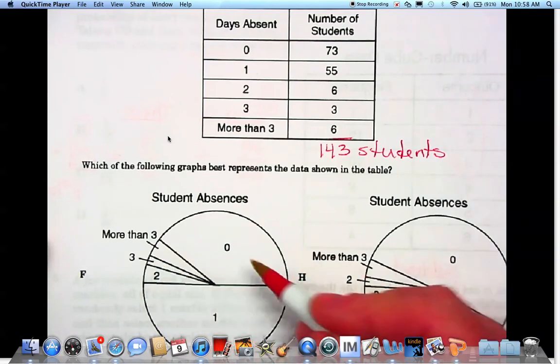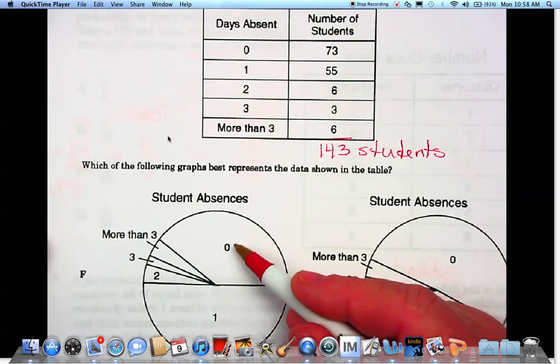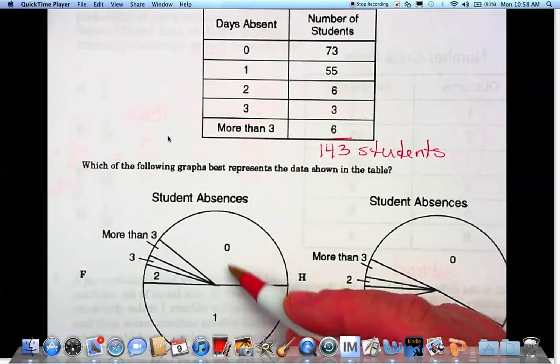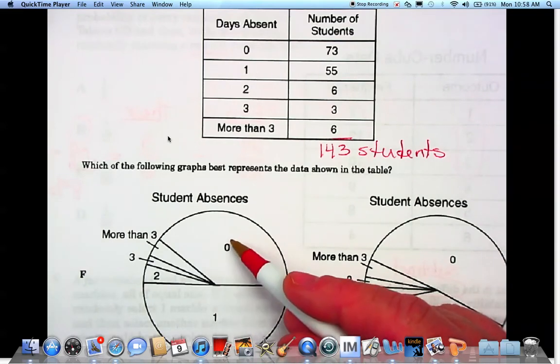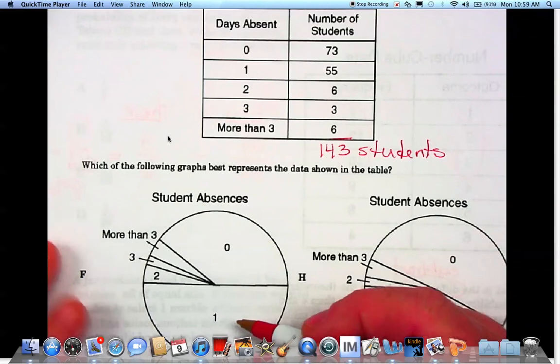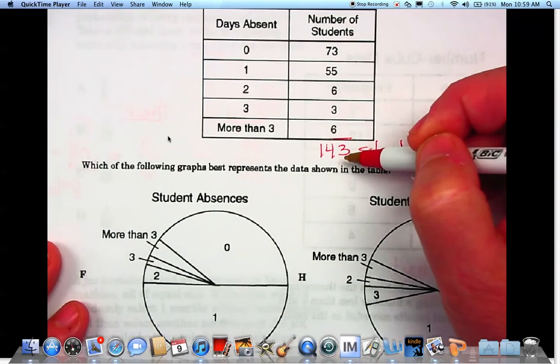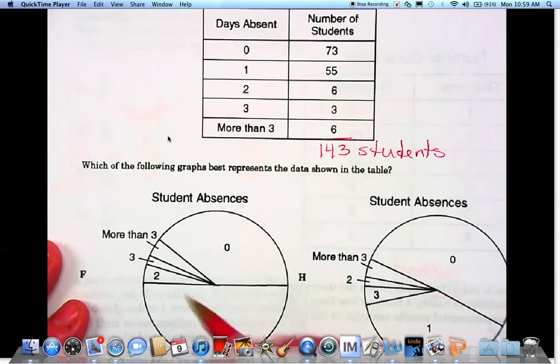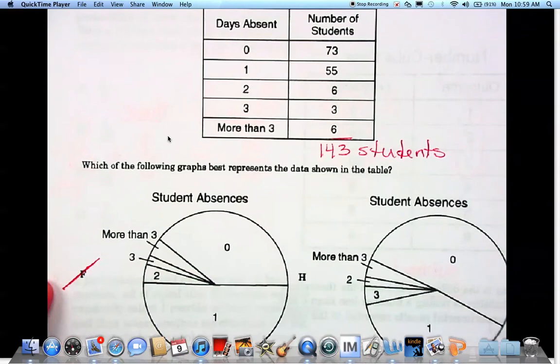So we're going to look at these two. But 0 is bigger than 1. 0 needs to be larger than 1, doesn't it? It has to be more than half. How do you know that? Because 73 out of 143. Right, it's just a little more than half, so it's not that one.